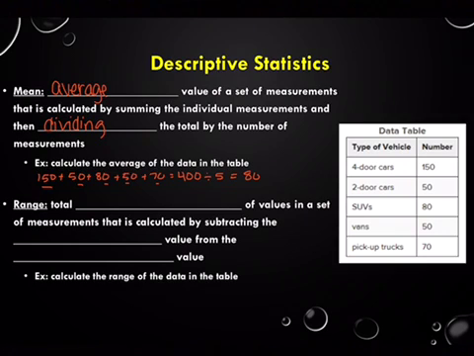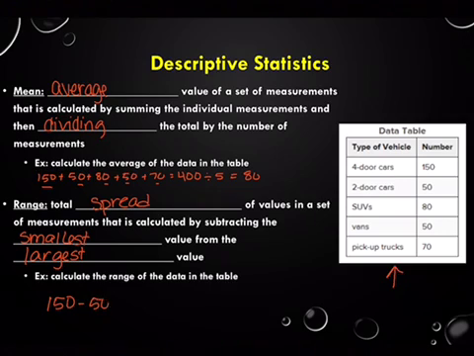The range is the total spread of values in a set of measurements. It's calculated by subtracting the smallest value from the largest value. So again, using the same data set, our largest value is 150 minus our smallest value, which is 50, and our range would then be 100.